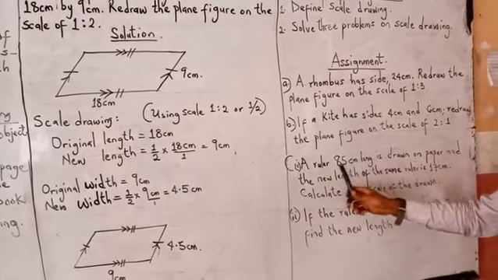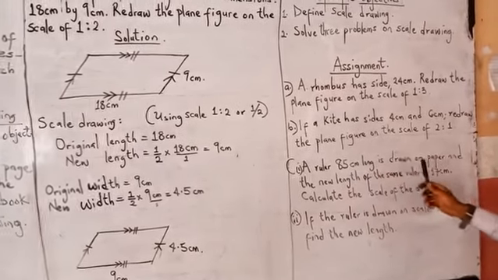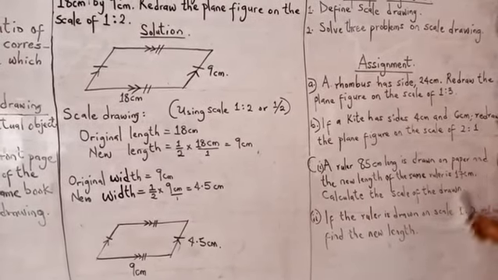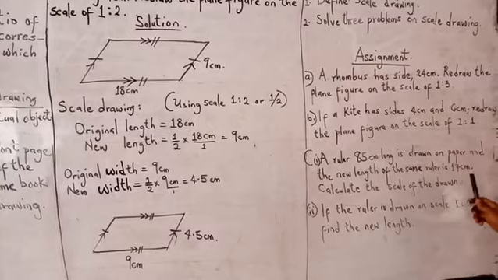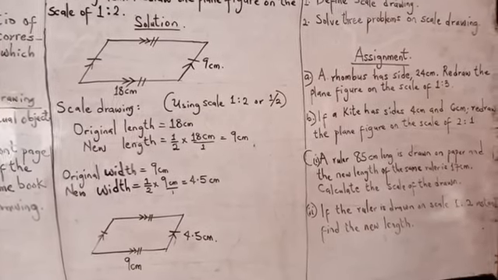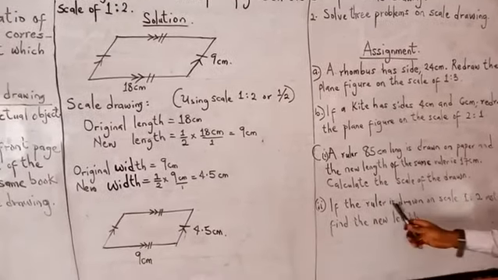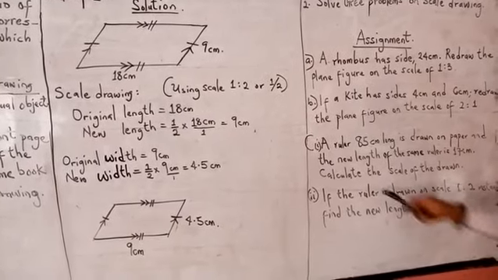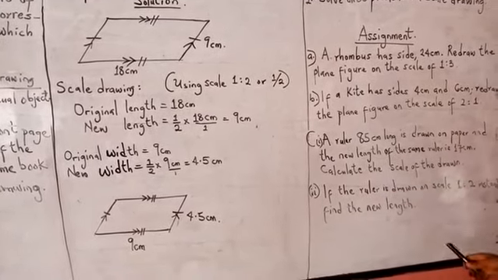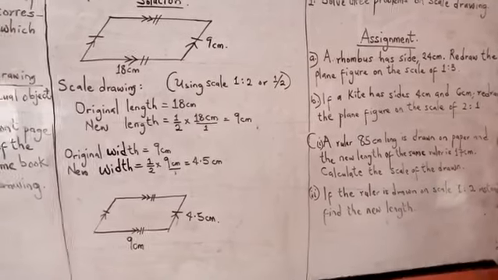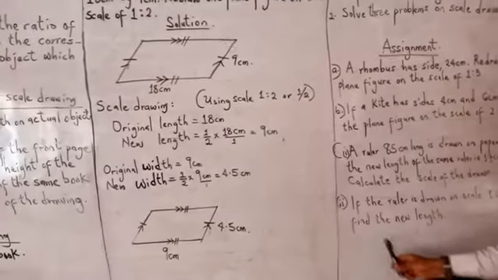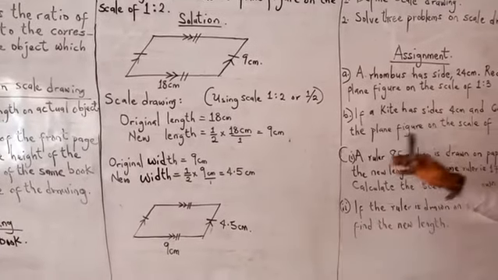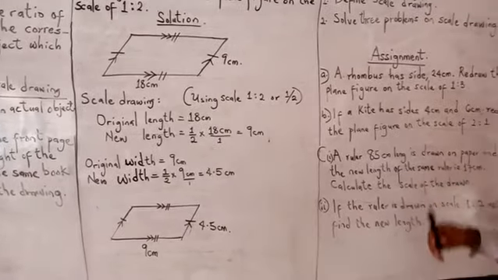C. A ruler 85 cm long is redrawn on paper and the new length of the same ruler is 17 cm. Calculate the scale of the drawing. Then, if the ruler is drawn on the scale 1:2 instead, find the new length. All right, so far so good. Those are the questions. You can do the problems and hand them in on the page.